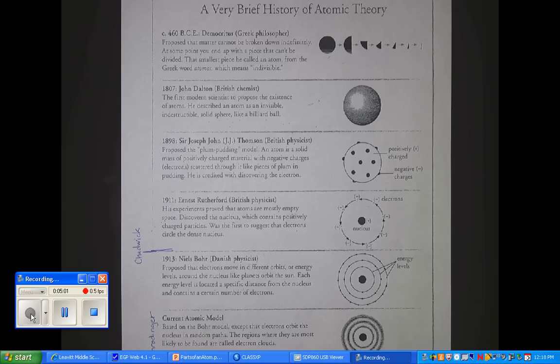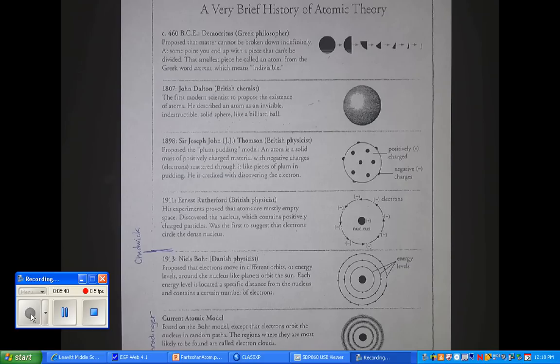Okay. And then J.J. Thomson, he proposed the plum pudding model. An atom is a solid mass of positively charged material with negative charges scattered throughout it. Okay, see that picture over there, the plum pudding model? He referred to it as the plum pudding model, but I also think of it as a blueberry muffin, where the electrons are just scattered throughout the muffin. They're not separated like they are in the next model. The next model, Ernest Rutherford, his experiments prove that atoms are mostly empty space, and he discovered the nucleus.